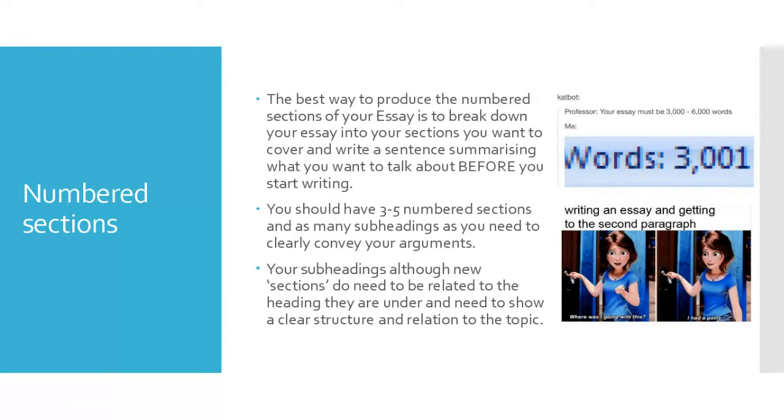You should have 3 to 5 numbered sections and as many subheadings as you need to clearly convey your argument. Again, this is 80% of your essay, so you only have 800 words to talk about it. Your subheadings, although new sections, do need to be related to the heading that they are under and need to show a clear structure in relation to the topic.